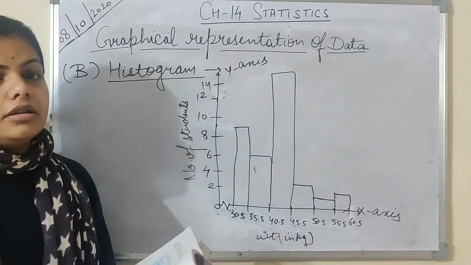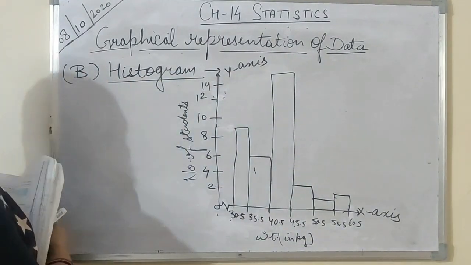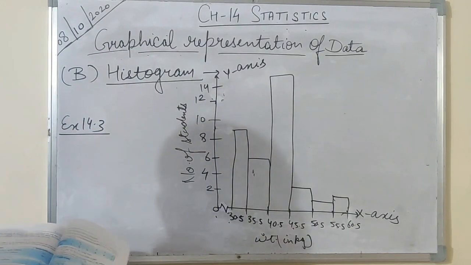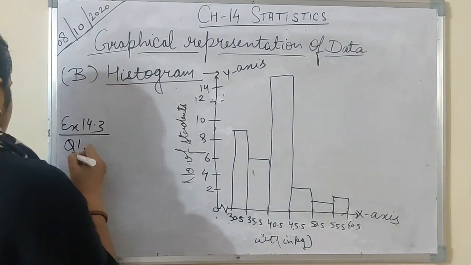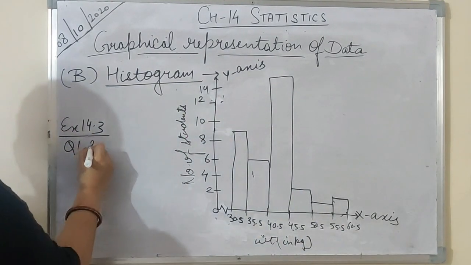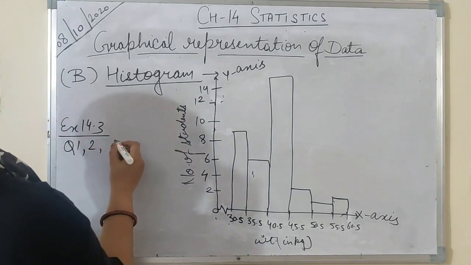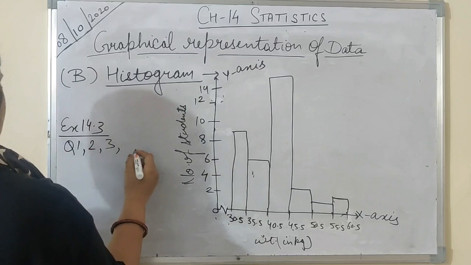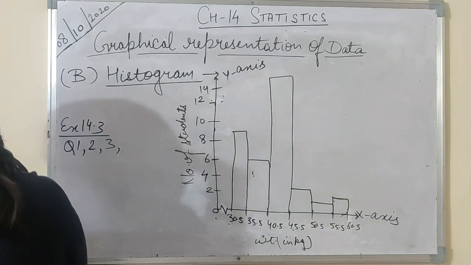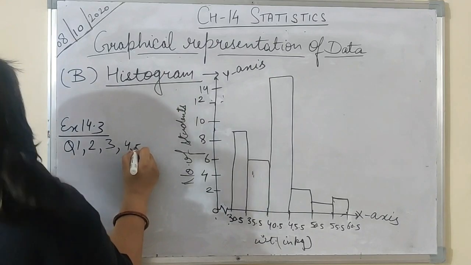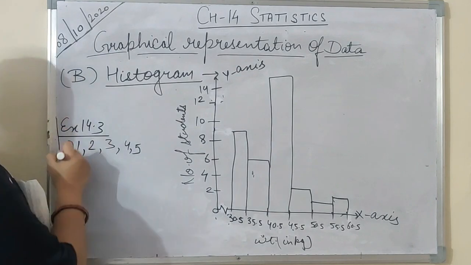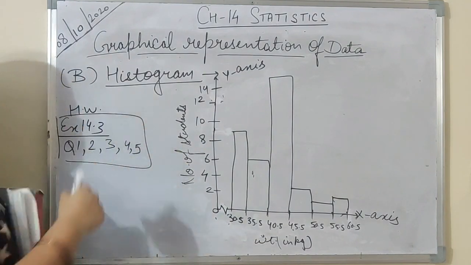So like this, you can make a bar graph or a histogram, from whatever information you are getting. Okay, so for today your homework is exercise 14.3. In 14.3 you will do question number 1, question number 2, question number 3, question number 4, and question number 5. Till here you will do these questions. This is the homework for today. Thank you.